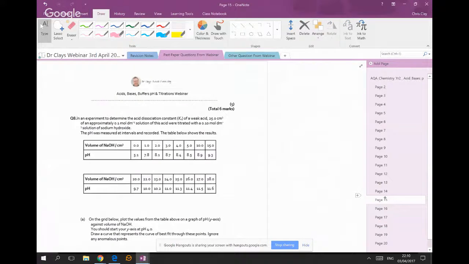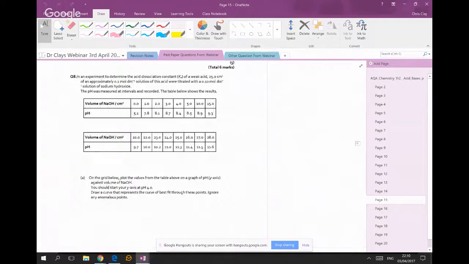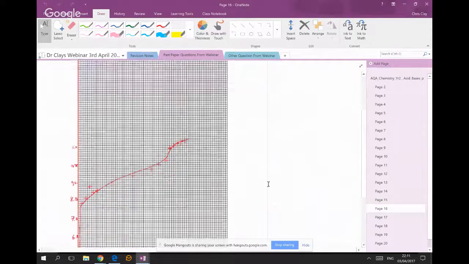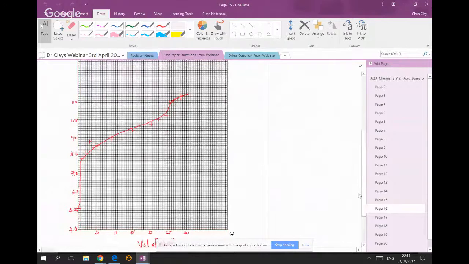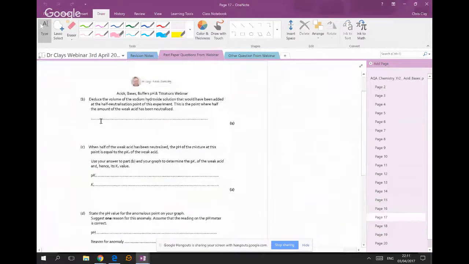Okay. This question then is about plotting graphs. So again, graphing skills are quite likely to come up. I've just plotted here exactly the same experiment, in fact, as we just saw for the previous question. So probably not a great one to choose. Apologies about that.